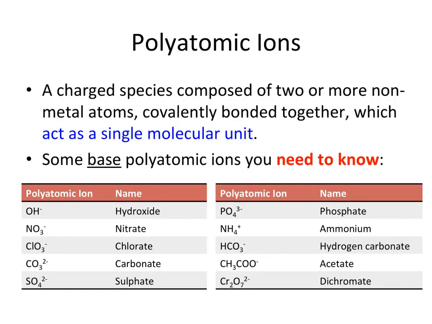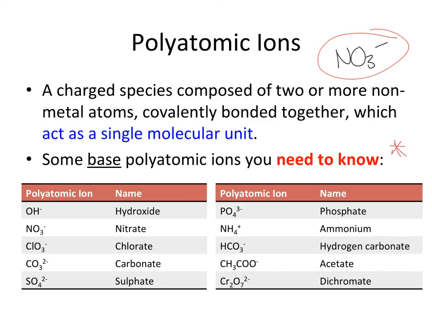Now, the only case that we're looking at where we're going to have maybe more than 2 atoms is polyatomic ions. These are charged species that are composed of 2 or more nonmetal atoms, and they're covalently bonded together, and they act as a singular unit. So, for example, when we have something like NO3-, this will always act as this NO3- unit. So if we're adding it to an ionic equation, it's always going to stay as NO3 with a charge of 1-. So these are the ones that you're going to have to know. You're going to have to commit them to memory.